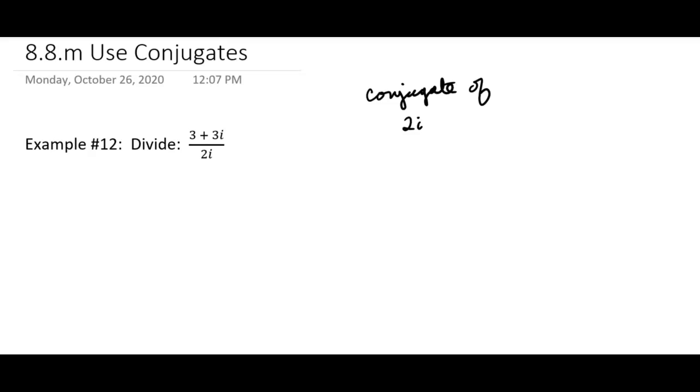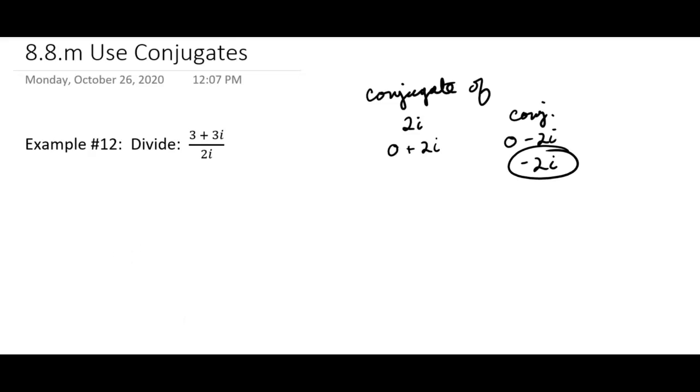You also might be thinking, oh, well, I could just put 3 over 2i plus 3. Don't do that. I mean, you could do that, but I think it's just going to make more work for yourself. Okay, so think of 2i as 0 plus 2i, right, in a plus bi form. So the conjugate is going to be 0 minus 2i, or just negative 2i. So that's what we want to multiply by.